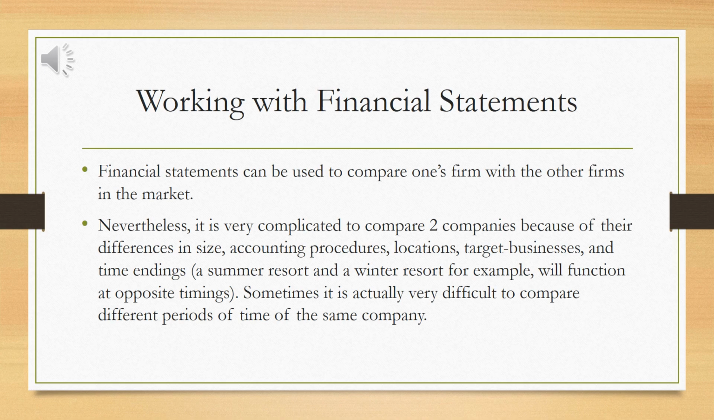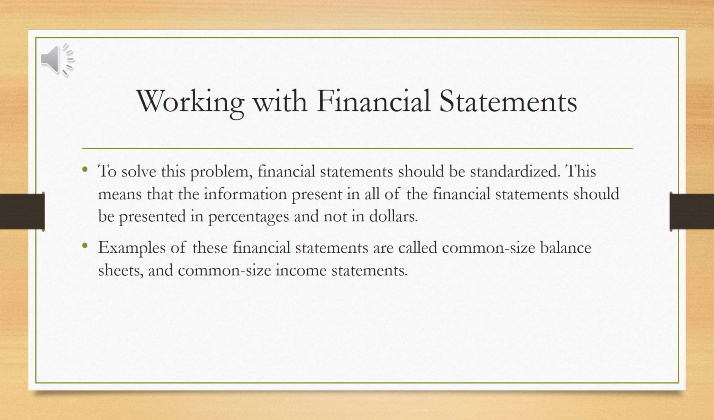Financial statements can be used to compare one's firm with the other firms in the market. Nevertheless, it is very complicated to compare two companies because of their differences in size, accounting procedures, locations, target businesses, and time endings. A summer resort and a winter resort, for example, will function at opposite timings. Sometimes, it is actually very difficult to compare different periods of time of the same company. To solve this problem, financial statements should be standardized.